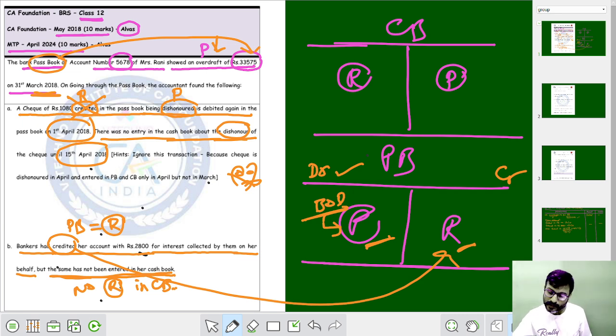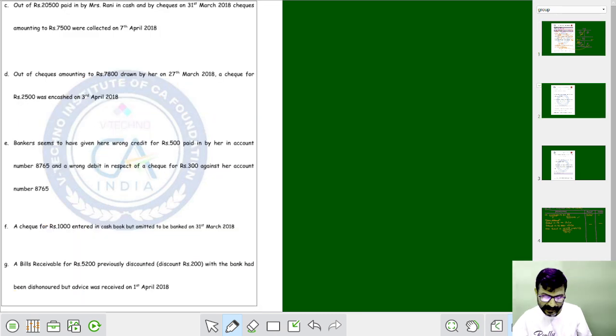No receipt in cash book means no debit in cash book. So what we have to do? We have to take it on the debit side. This is one way of analysis. Another simplified way of analysis: banker had credited. When it is credited, we have to take it on the debit side. In both the angles, you can give the answer for this.